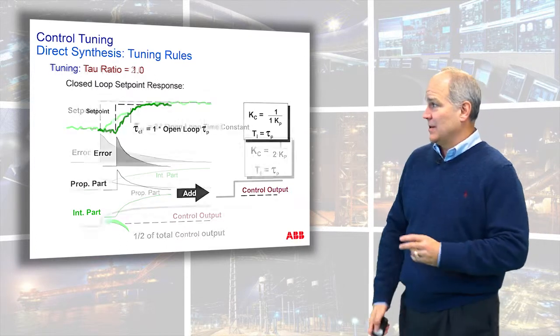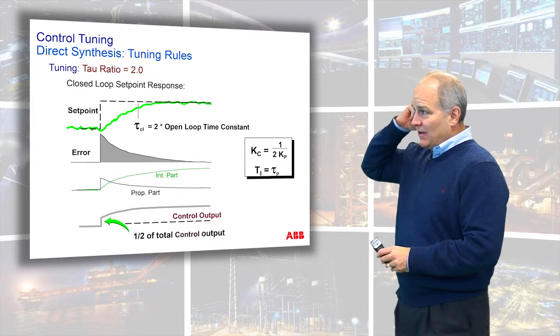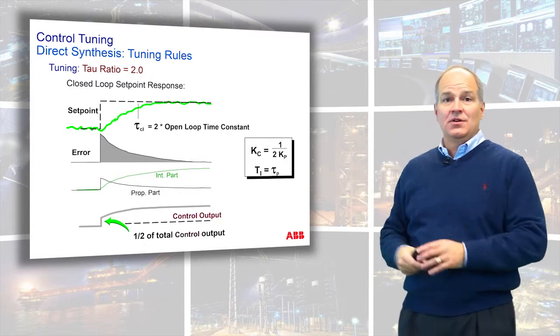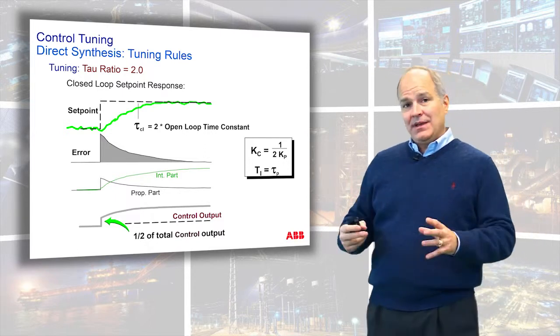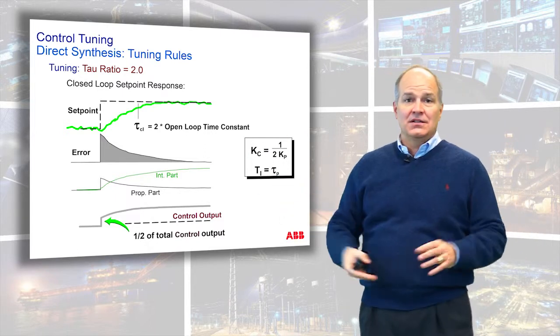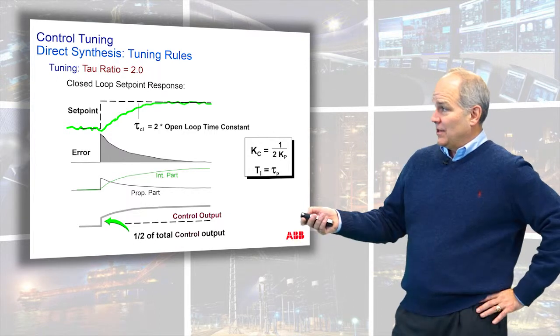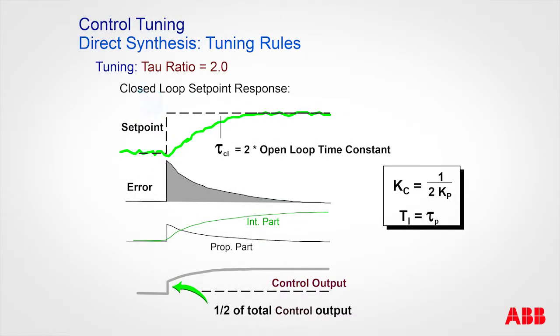Now let's look at what happens at a tau ratio of 2. At a tau ratio of 2, your closed loop time constant should be 2 times the open loop time constant. And what that means is it takes twice as long to settle as it did if you just changed the actuator. So I change the set point, and it's going to take twice as long. Now if I take the difference here, set point minus measured value, notice my error is taking twice as long to get to the set point.